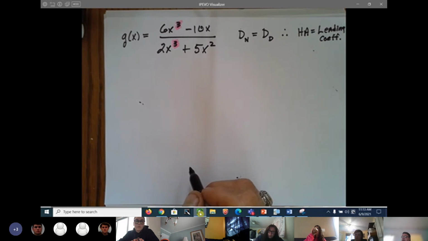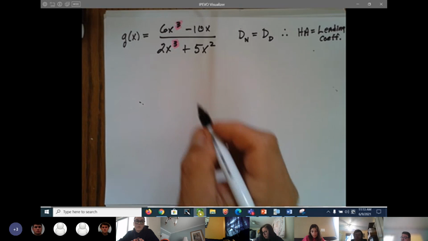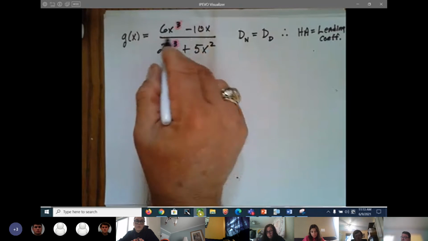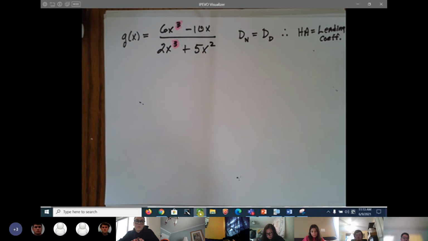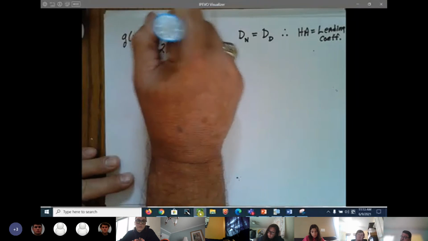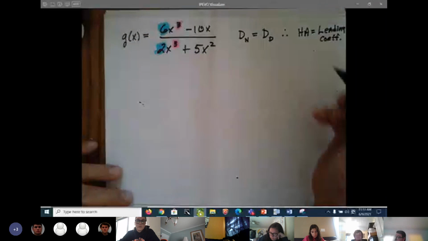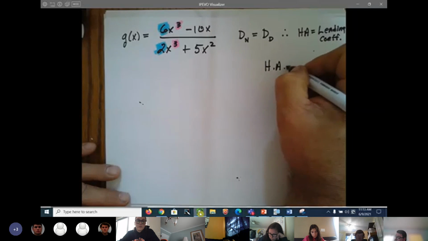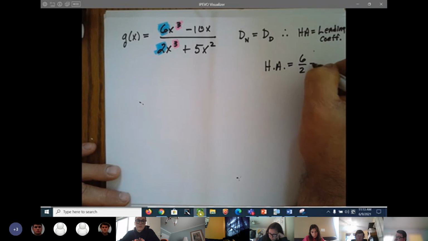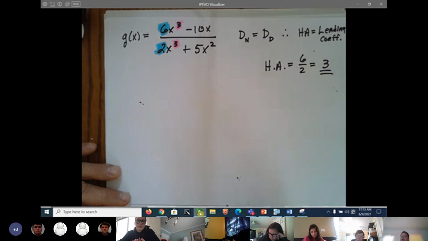What is the leading coefficient? Well, it's the leading term. What is the leading term? What has the degree in it? So this is the leading term, and this is the leading term. What are the coefficients of the leading terms? We'll do that in blue. 6 and 2. So I go over here and I put horizontal asymptote is equal to 6 over 2, which is equal to what? So your horizontal asymptote is 3. So let's find our vertical asymptote.